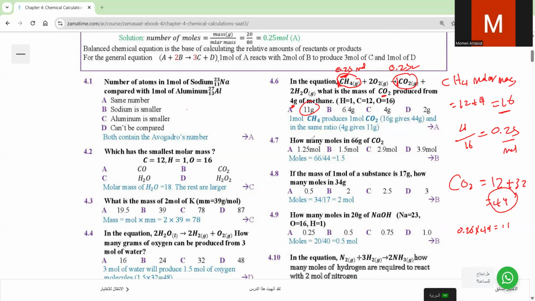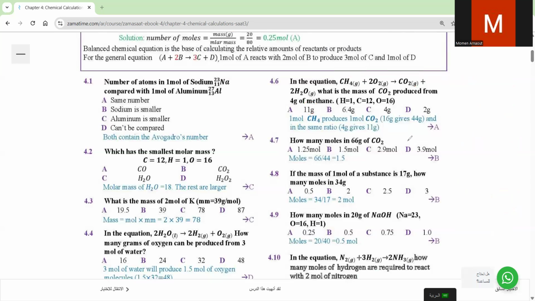How many moles in 60 grams of CO2? Of course, we convert by dividing by the molar mass directly. Here the rule is moles equal mass over molar mass. 66 divided by 44 is 1.5.